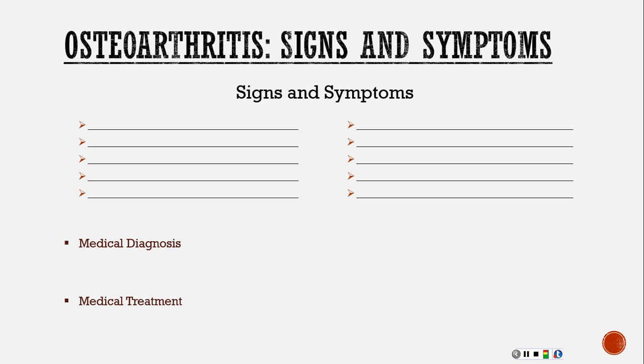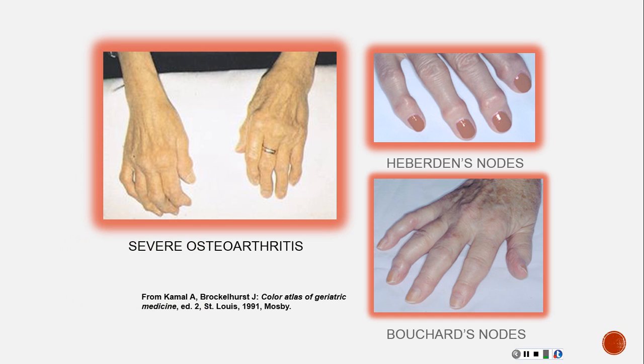Next, you've got nodules, or nodes. Specifically, the Heberden's nodes, see them there, and also Bouchard's nodes. So you'll see those nodules.